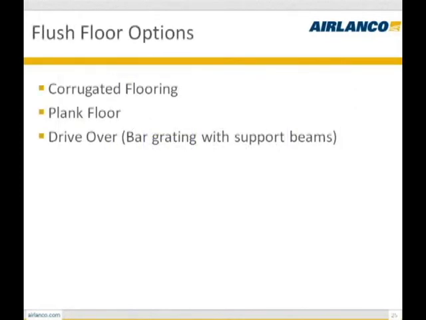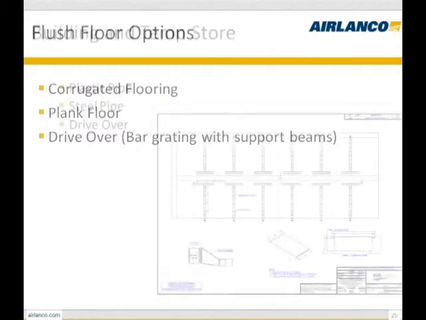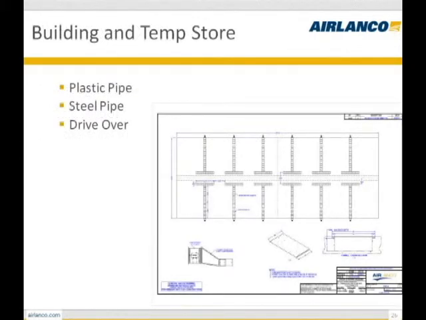Flush floor options, when you start looking at grain bins, you have corrugated flooring, you have plank floor sections you can use in your tunnels. You also have dryover, where you use bar grating and support beams to hold that bar grating, so that's better. You can get a Bobcat going in your bin and clean it up. So those are some things to pay attention to. A lot of options out there as far as planning too. And also you have building tensor. Once again, you have plastic pipes, steel pipes, and you can also use dryover systems on these.